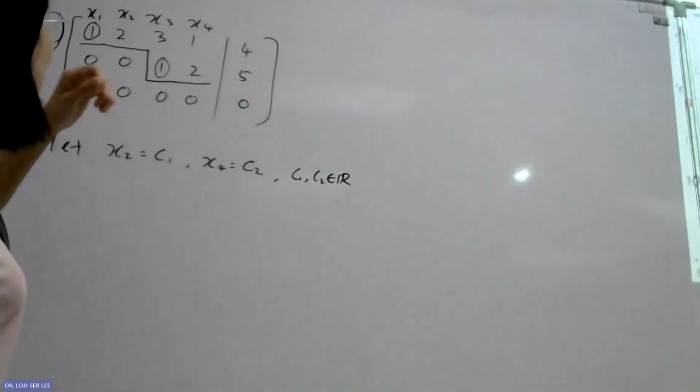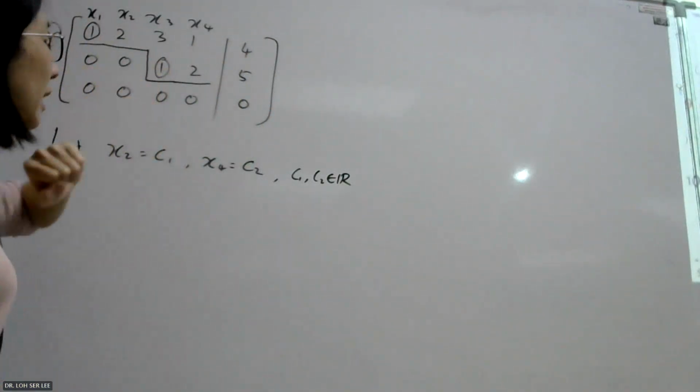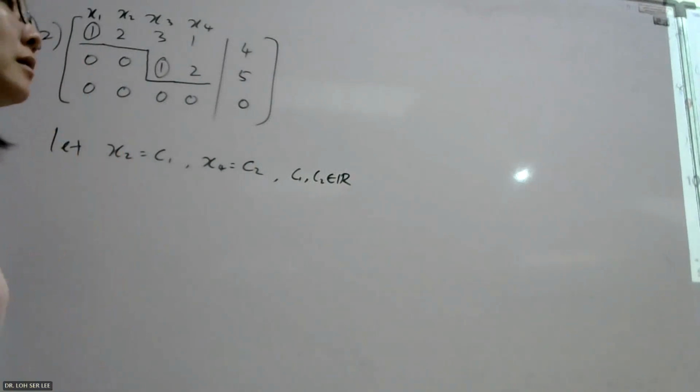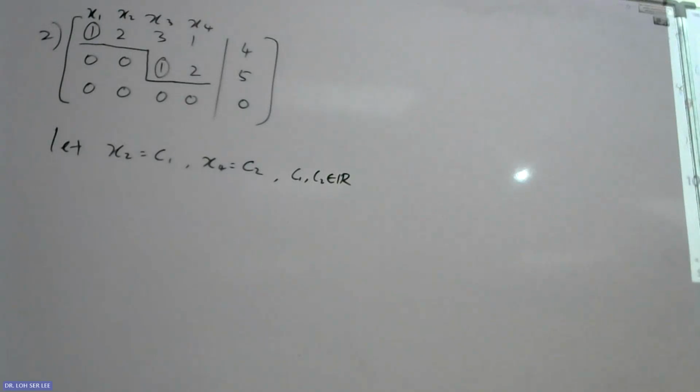Not really 1. This one can be any value as long as it is non-zero. Because when you row reduce the matrix, we just reduce up to REF, not RREF. In REF, the pivots do not need to be 1. So your pivot is a non-zero value.